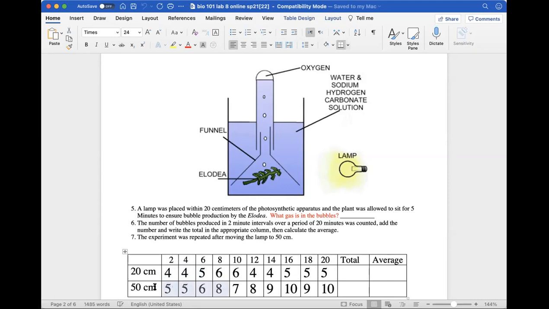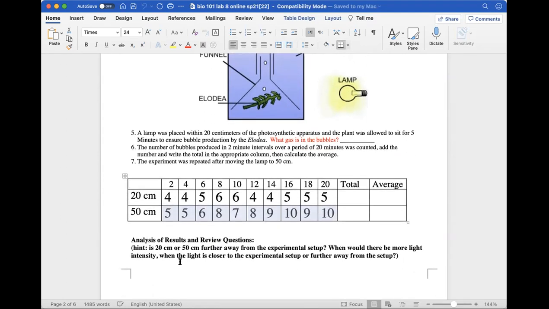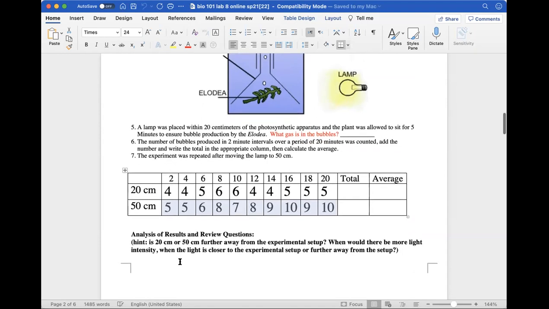Then you'll do the same when we take our light source and move the lamp 50 centimeters away. And you can already see here, we're getting more bubbles when our light source is farther away. So you need to ask yourselves, is 20 centimeters or 50 centimeters further away from the experimental setup? When would there be more light intensity, when the light is closer or when the light is further away?